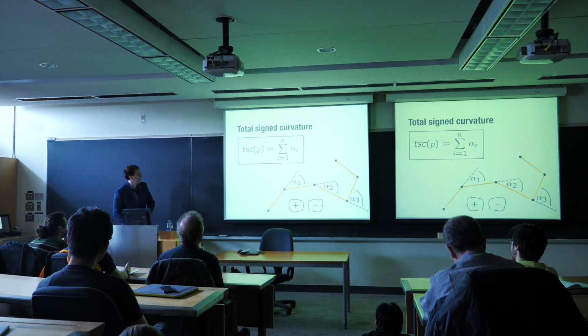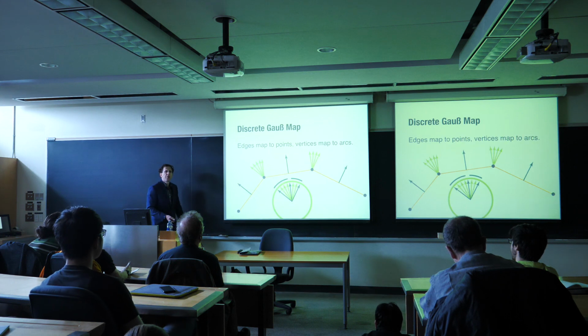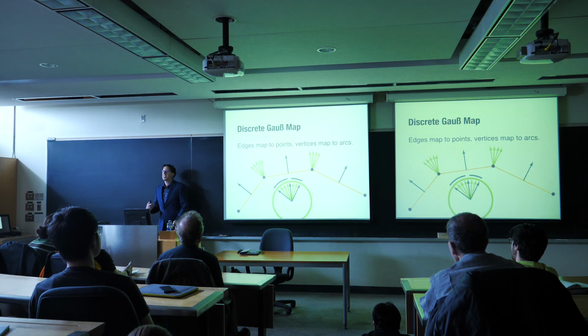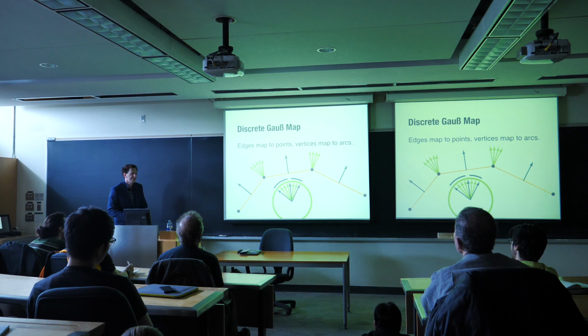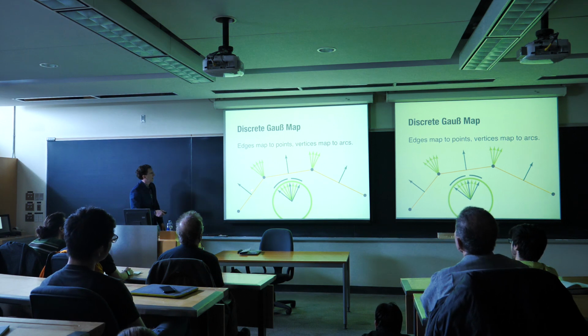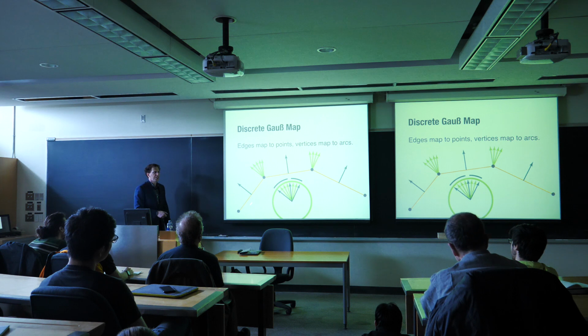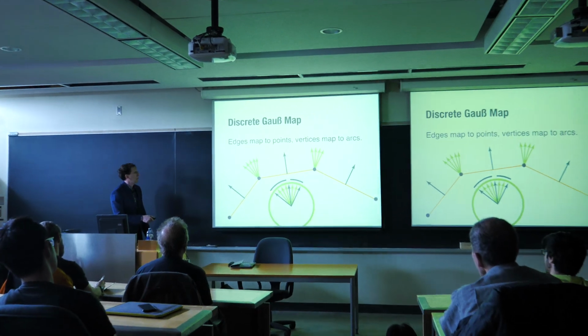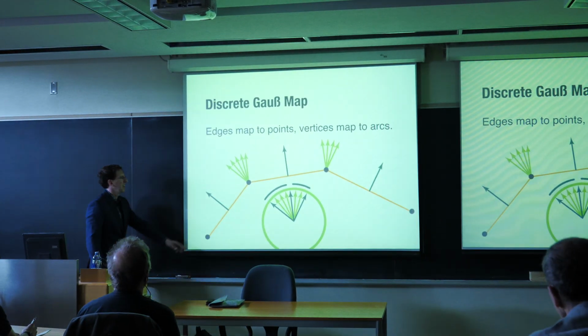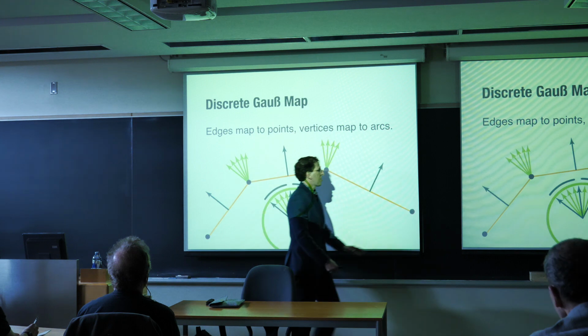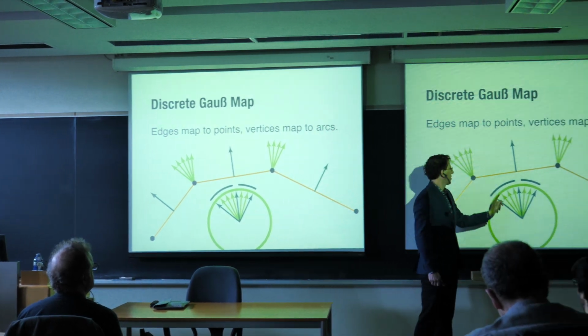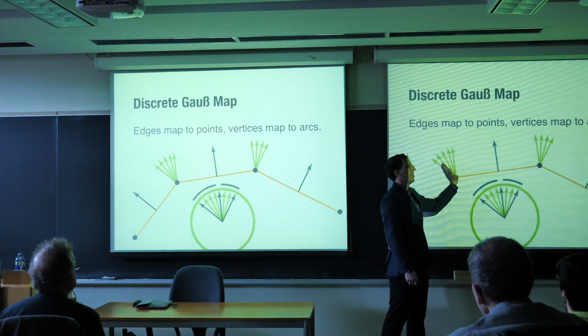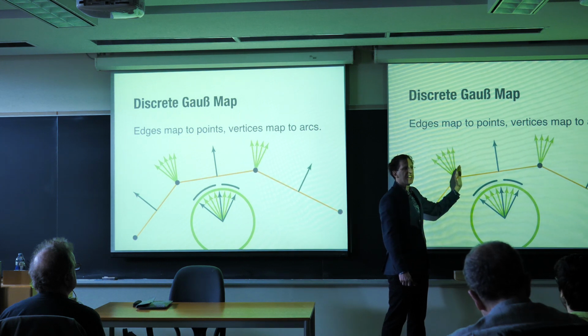Now, repeating the exercise from before, I can also think now of what the Gaussian image looks like for this discrete curve. If I look at this, I can look at it literally. At an edge, the tangent is constant. So edges have a constant normal. So edges map to a point on the unit circle. And so consecutive edges map to consecutive points on the unit circle, and therefore the vertices correspond to these arcs of transition between points.